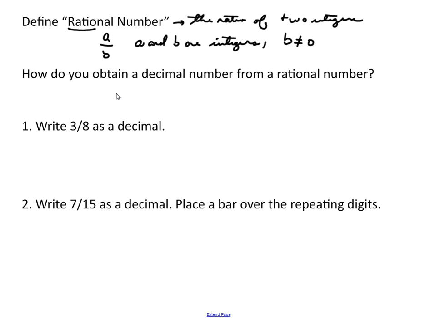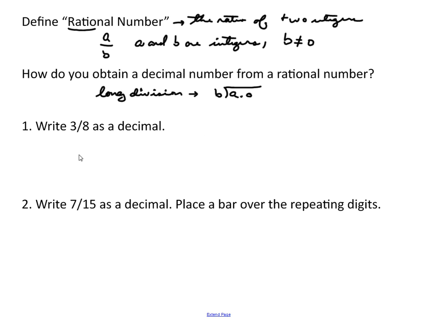So how do we obtain a decimal number from a rational number? The simplest way is to use direct division, long division. So let's go through the process of showing how we're going to get a decimal number given a fraction. What we're going to do is divide the denominator, b, into the numerator, a, by setting up this set of equations right here using our division bar.